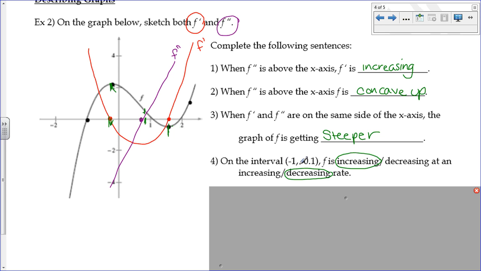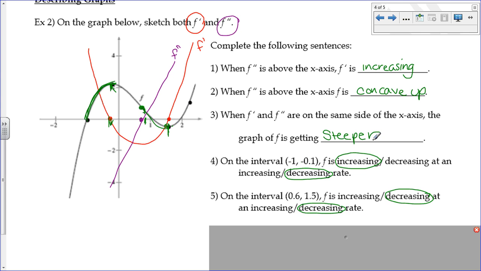On the interval from -1 to -0.1, f is increasing at a decreasing rate because between here and here it's going up, but it's shallowing out. So it is increasing, but at a decreasing rate. And then the next one I think says from 0.6 or 0.7, which is about here, to 1.5, f is decreasing at a decreasing rate.